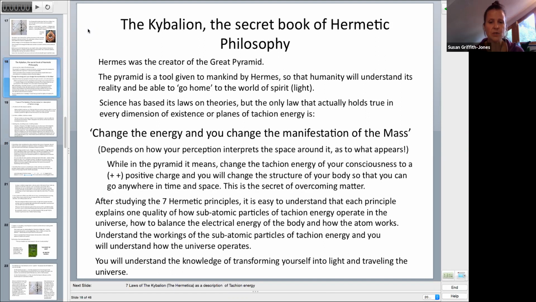Understand the workings of the subatomic particles of tachyon energy, and you will understand how the universe operates. You will understand the knowledge of transforming yourself into light and traveling the universe. And this is what we've already been talking about from Dan Winter's work, the 2 vortices coming down into a central point and entering a different dimension of being. Now this is relating to actually how the Hermetic philosophy is describing to us in its 7 laws how this occurs.